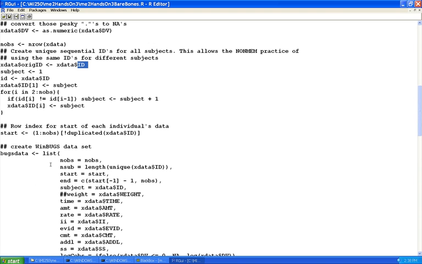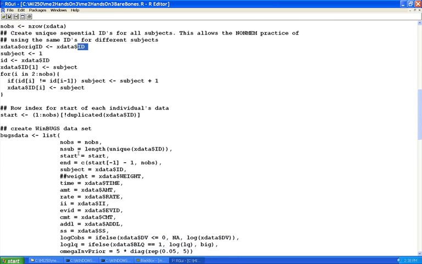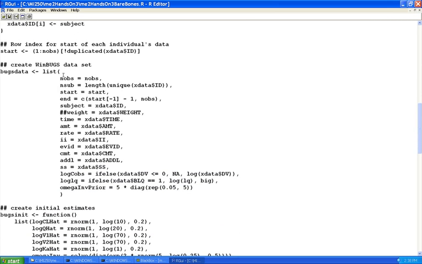Okay, let's see. So we've got to put all the goodies in here then. We've got to put in our numbers of observations, numbers of subjects. Those two things determine the limits on the two loops that were inside the BUGS model. I have to specify my start and end, which I can calculate fairly simply. Once I've got start, calculating end is fairly easy, as you can see here.